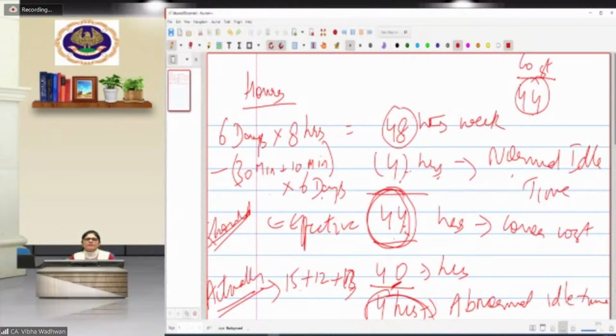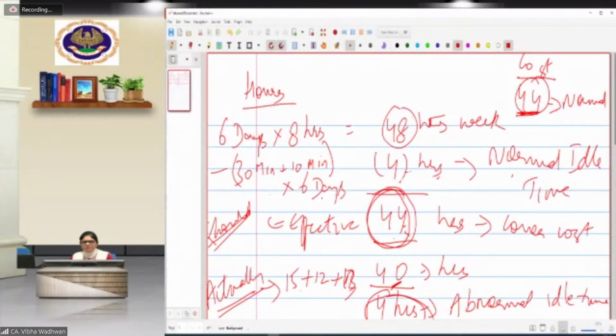We never deduct abnormal idle time to calculate the cost per hour, because we have to calculate the normal cost per hour. So to calculate normal cost per labor hour, we should know the normal hours which the laborer should work. It's not which they have actually worked. Clear? So this concept is very, very important. Otherwise, the question will be twisted and you will make the mistake. So the denominator should always be normal hours worked, that the worker should work, not what the worker has actually worked. Clear? So these are the effective hours.